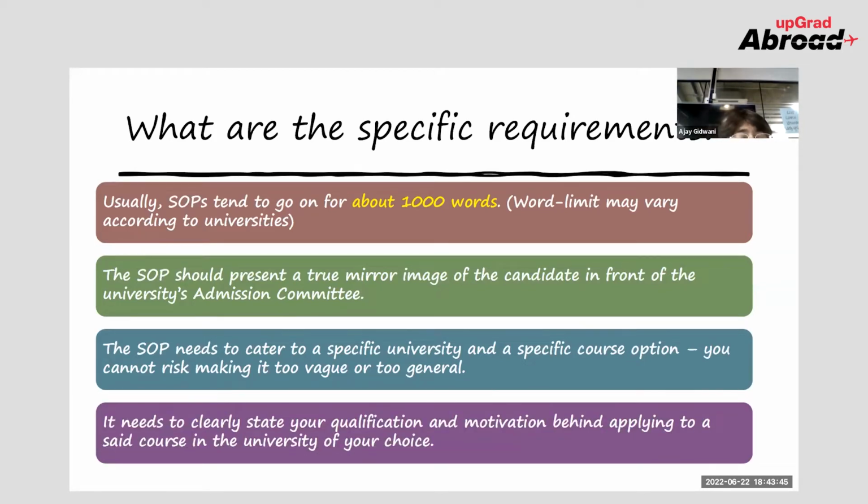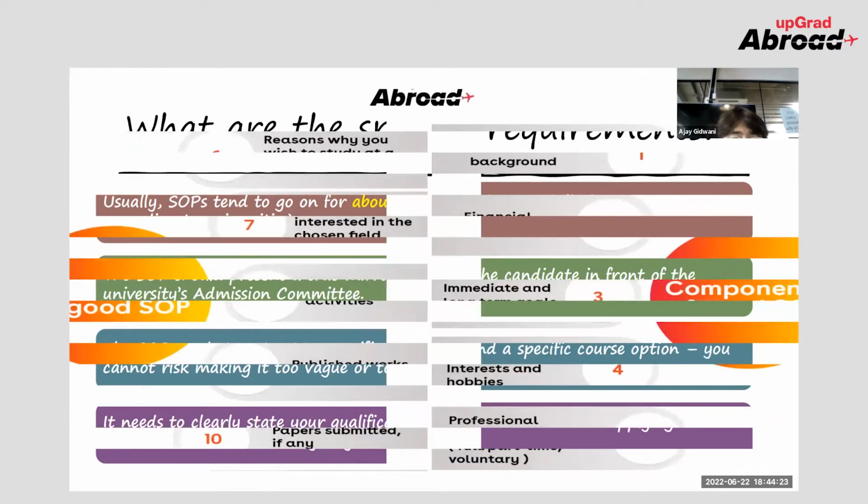And it needs to clearly state your qualification and motivation behind applying to a set course in the university of your choice. It's not only important that I would like to go, or that my will and academic qualification matter, but I have to clearly state why I want to go to a specific university. Let's talk about Yeshiva University, with which we have a tie-up. Yeshiva University wants to know: why do you want to go to Yeshiva University? Why do you want to go for a course called data analytics and visualization at Yeshiva University? In this way, you need to clearly state the motive behind joining the university or the course.